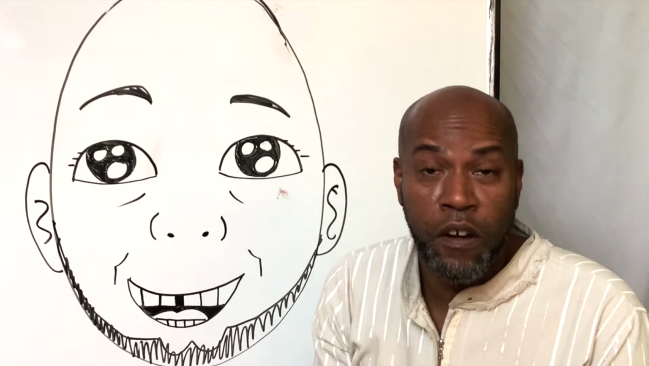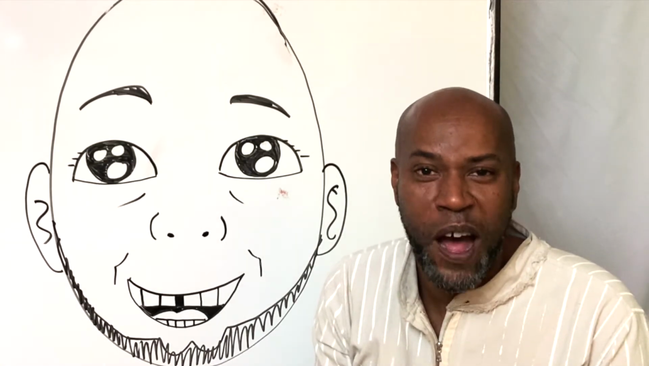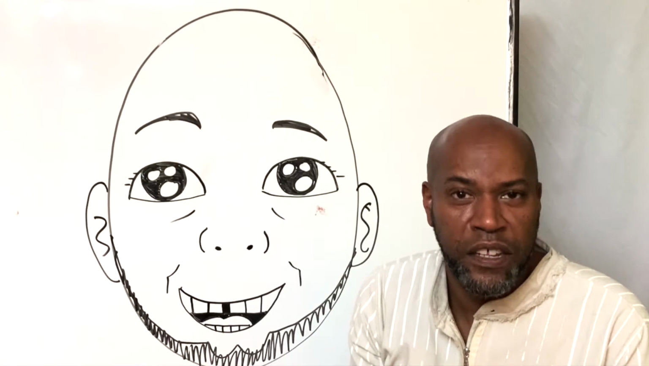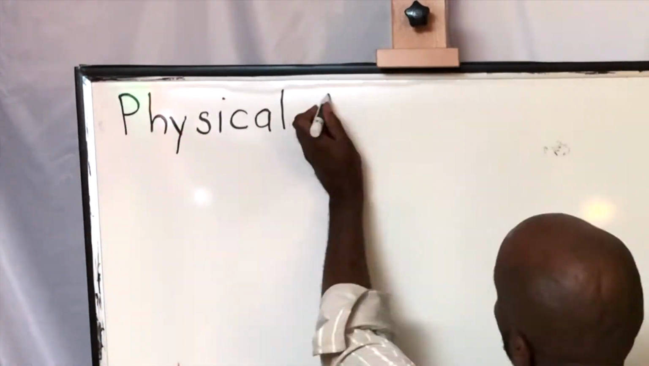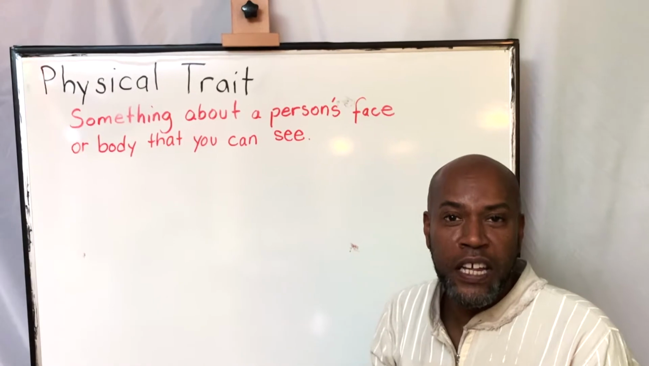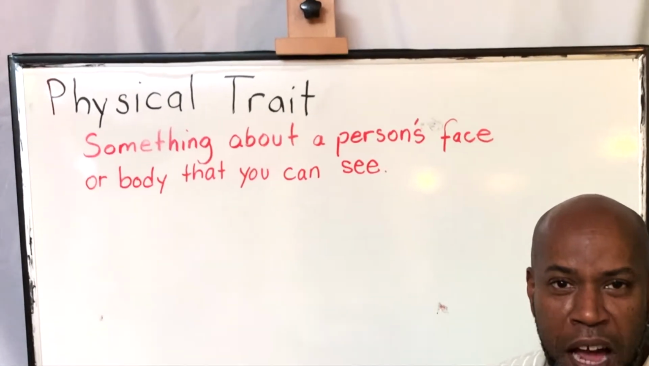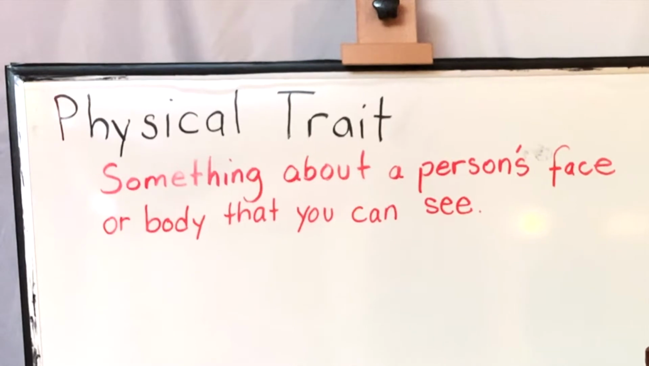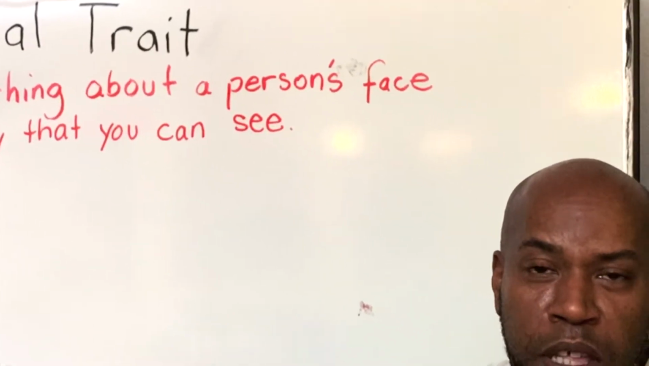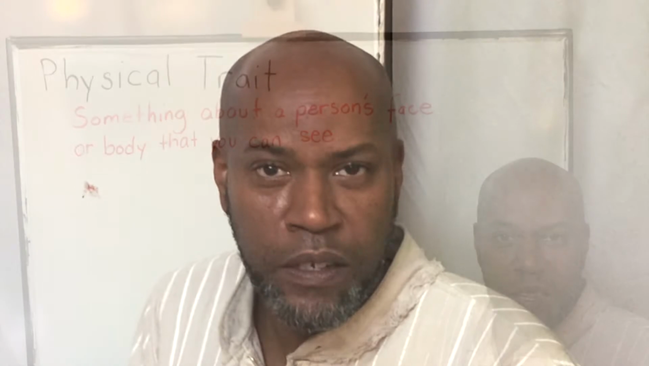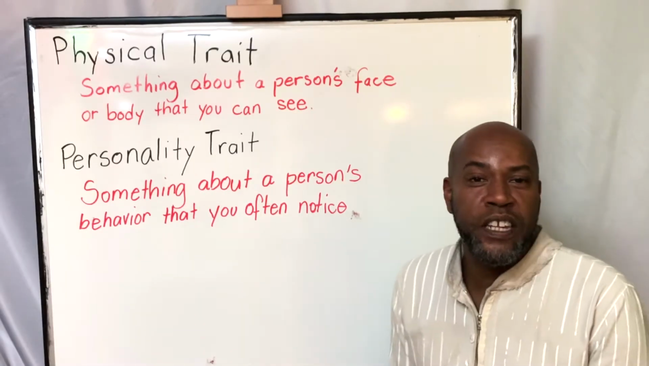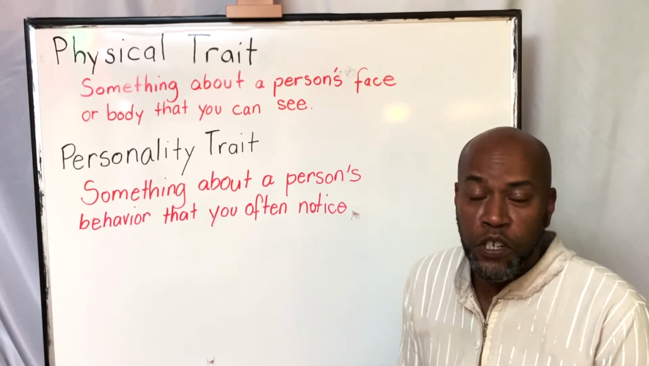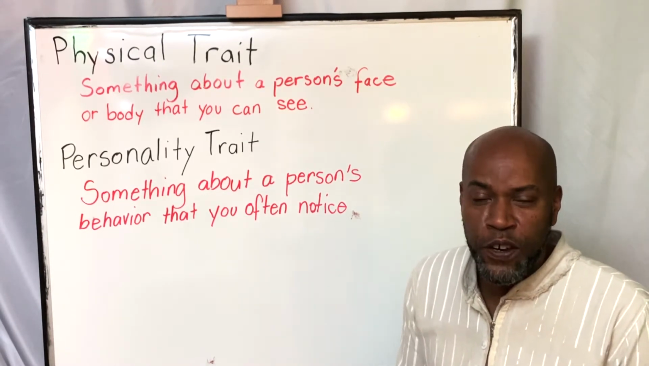So why don't we start to make an art vocabulary list that we can add to our word wall. Let's write down the words and their definitions together. So one of our words is physical traits. A physical trait is something about a person's face or body that you can see without even knowing them. One way to identify me would be through describing my physical traits. They don't describe my personality. Let's get to that next. A personality trait is something about a person's behavior that you often notice.